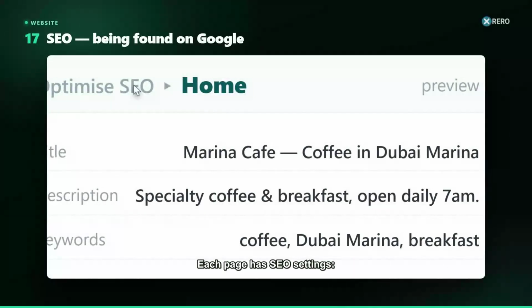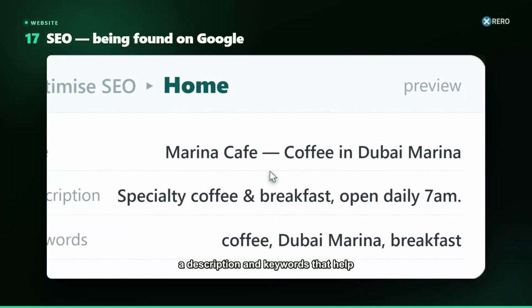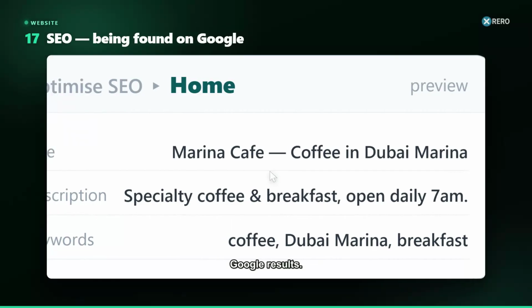Each page has SEO settings: a title, a description, and keywords that help search engines understand and rank it. Fill these in plain language with the words customers search for, and Xrero shows a preview of how the page will appear in Google results.